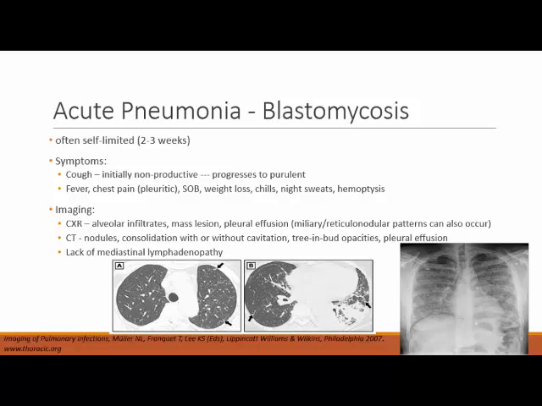Imaging in the acute phase, chest x-ray, alveolar infiltrates, pleural effusions are common, but patients can also have miliary or reticular nodular patterns. I don't know how clear it came up on that chest x-ray on the right, but that's kind of a miliary pattern, miliary nodules all over the place. For CT, nodules, consolidation with or without cavitation, tree and bud, pleural effusions are all common. Lack of mediastinal lymphadenopathy is sometimes the key to differentiating blastomycosis from histo, although it can still happen. This CT on the bottom here is just showing some nodules of significant infiltrate on the left, and then some small tree and bud opacities.